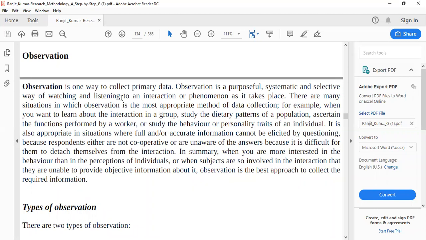So for example, if you're observing the behavior of a person while communicating in English, or while communicating in Urdu, or while communicating in Pashto, so you are actually observing the person based on the language that they are using. So there's always one specific purpose, and it's systematic, and it's a selective way of watching and listening to an interaction or a phenomenon as it takes place.